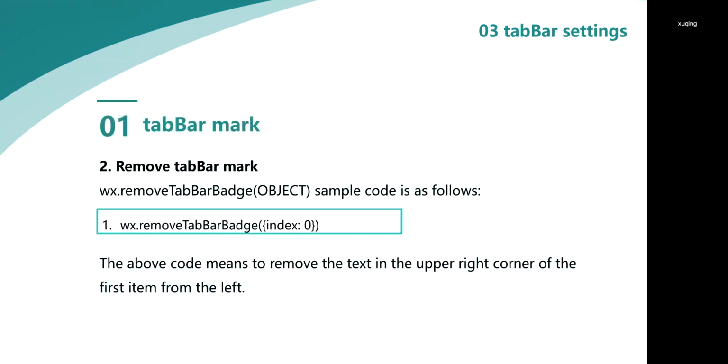And then we have Tabbar mark. How to remove Tabbar mark? You see we have sample code for this, WeChat remove Tabbar badge with index. Here it means to remove the text in the upper right corner of the first item from the left.